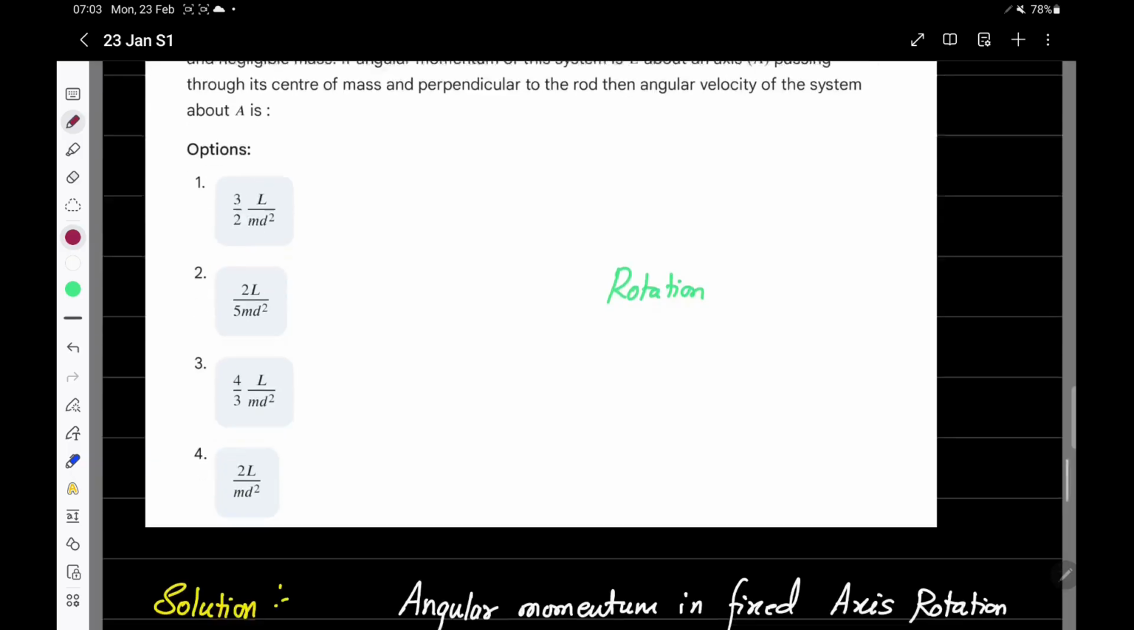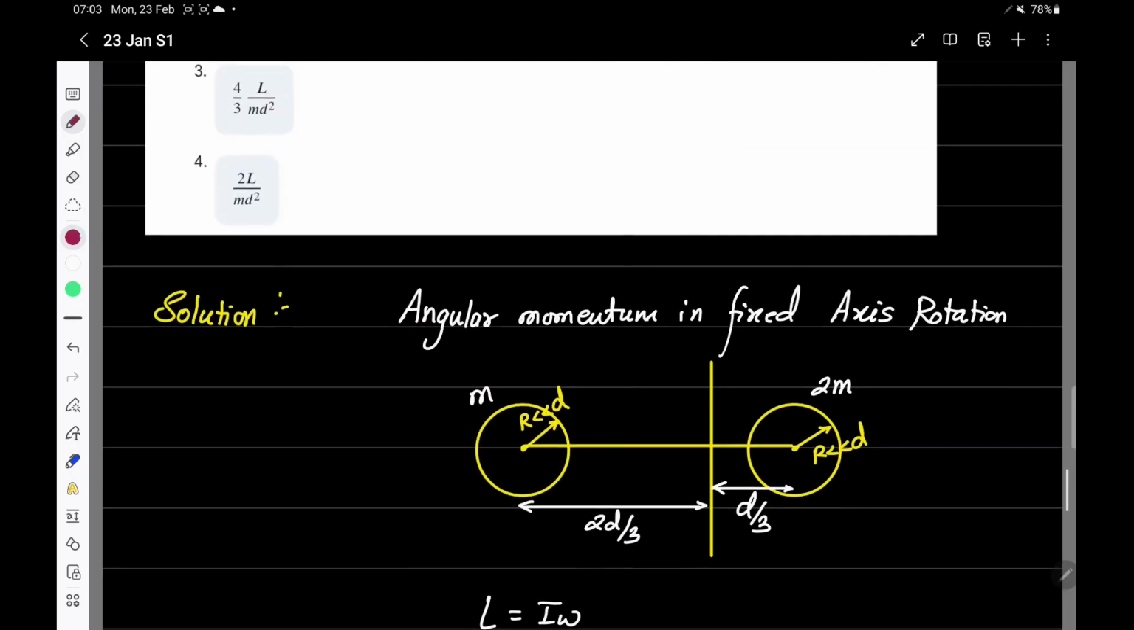Since the masses are not equal, the center of mass is not going to lie on the geometric center of the rod. It will be closer to the heavier mass, so it's going to be in inverse ratio of masses. It will be d/3 distance from 2m and 2d/3 distance from m.